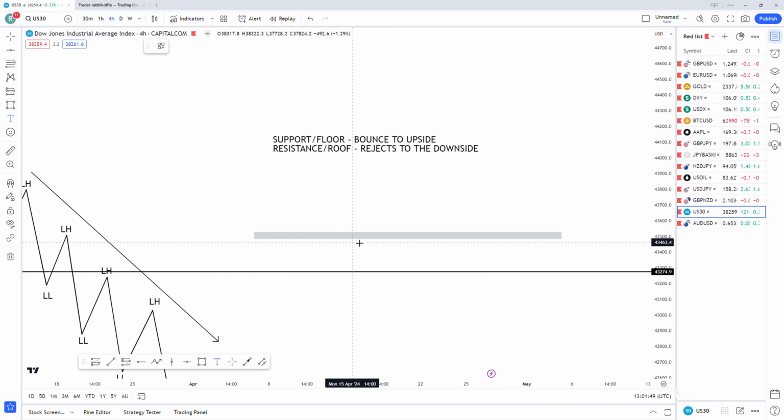So when you use a box or a rectangle to draw the support and resistance, we call it what? A zone. We call it a zone because it's covering a whole area. And when you use a line, we call it a what? A level. Okay, we call it a level, guys. So here we'll call this a support zone or a resistance zone, and over here we'll call it a support level or a resistance level. Do you understand?